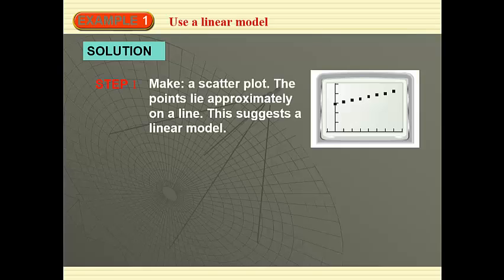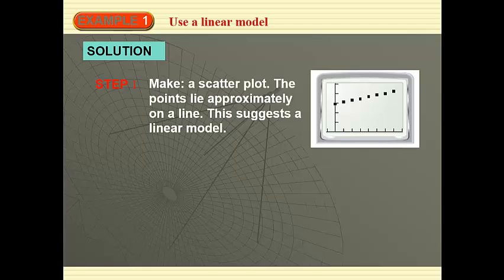So the first step, what we have to do is make a scatter plot. The points lie approximately on a line. This suggests a linear model. So what you have to do first is go to stats and then click number 1, edit, then enter your x values under L1 column and your y values under L2 column. Then you click second quit and you click in second stats plot and you turn on your stats plot button, and then you go to window and you fix your window.